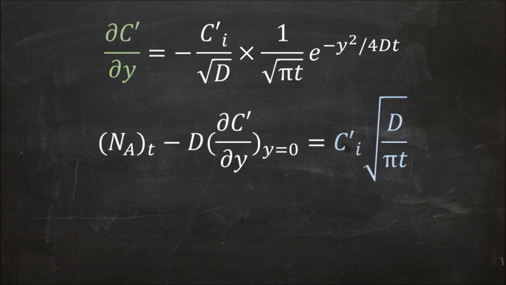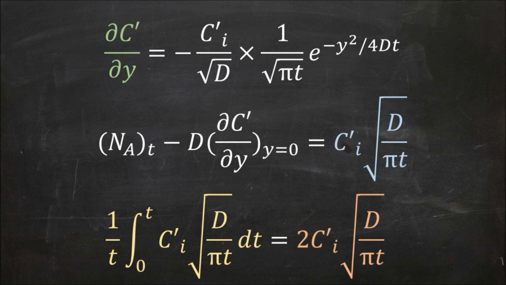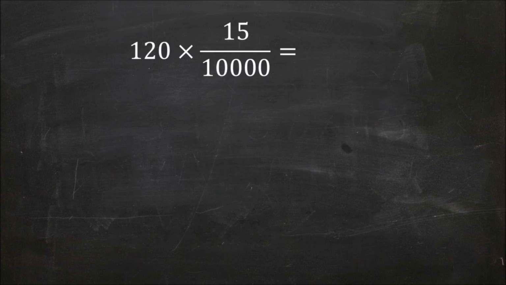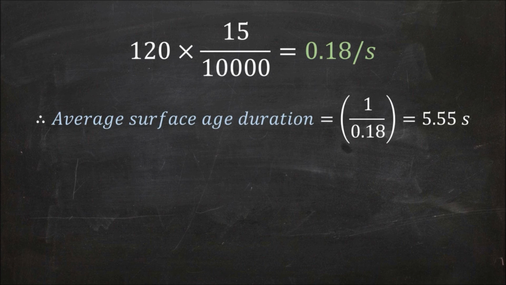and the average rate of mass transfer in time t is given by, taking 1 meter squared of surface, the area disrupted by the bubbles per second is 120 times 15 over 10,000, which is equal to 0.18 per second. Therefore, the average surface age duration is equal to 1 over 0.18, which is equal to 5.55 seconds.